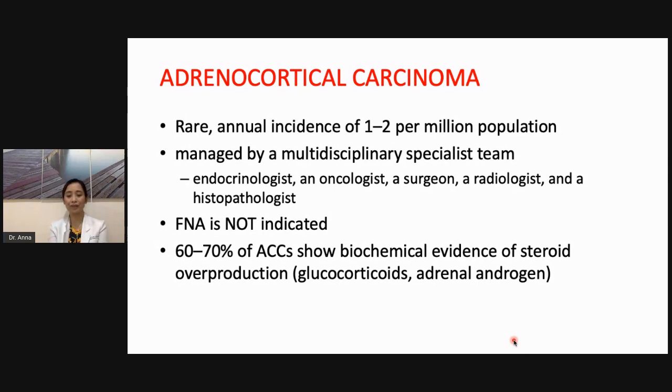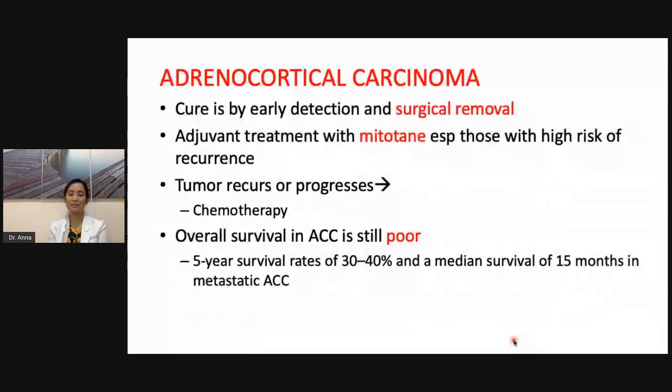So it is very hard to treat. Usually they present late. Cure is by early detection and surgical removal. And after that, we treat with mitotane. Remember, it's an adrenolytic drug. Especially in patients that are at high risk of recurrence. If the tumor recurs or progresses, we go now to the medical oncologist to help us with chemotherapy.